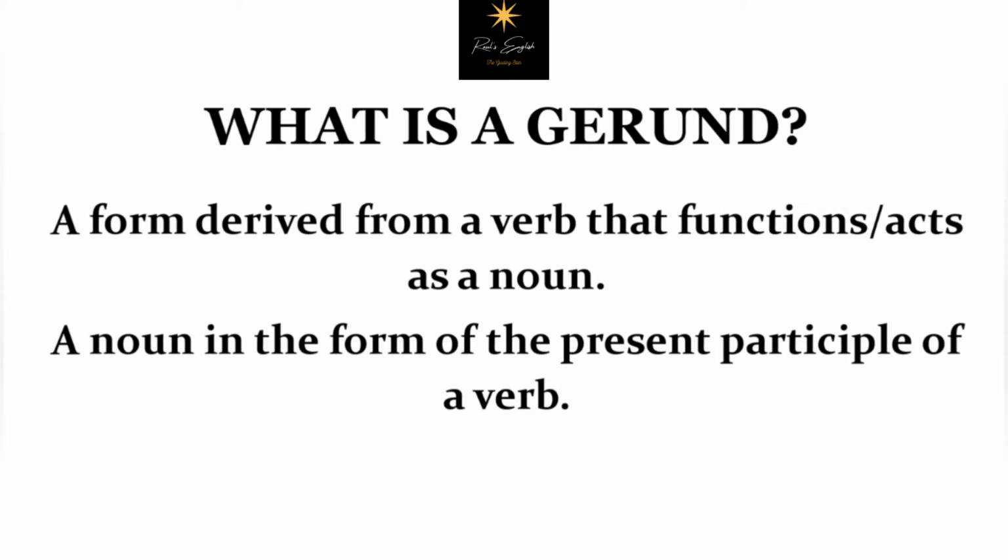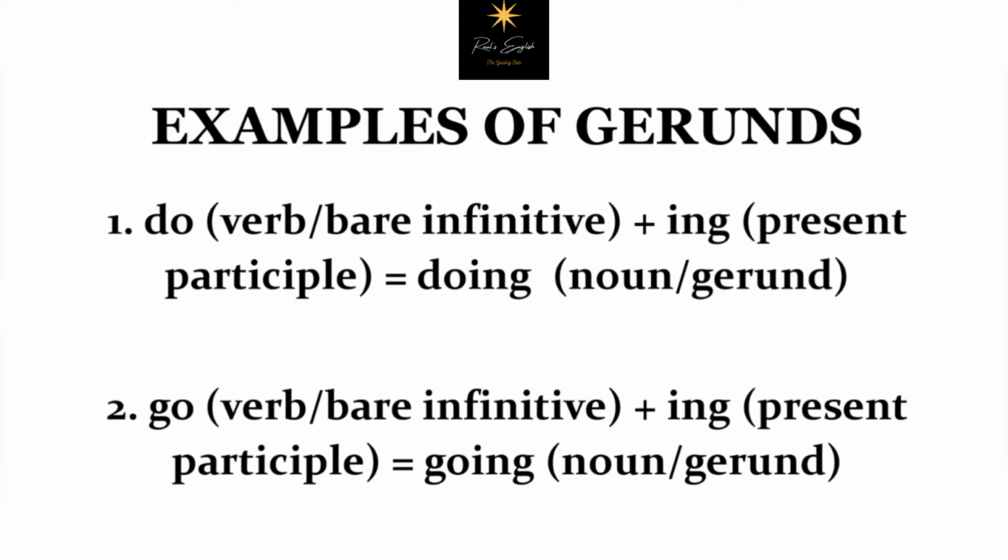A form derived from a verb that functions or acts as a noun, or a noun in the form of the present participle of a verb. So like I have said many times, nouns and verbs are often derived from one another. Gerund happens to be derived from a verb. So let's see some examples.